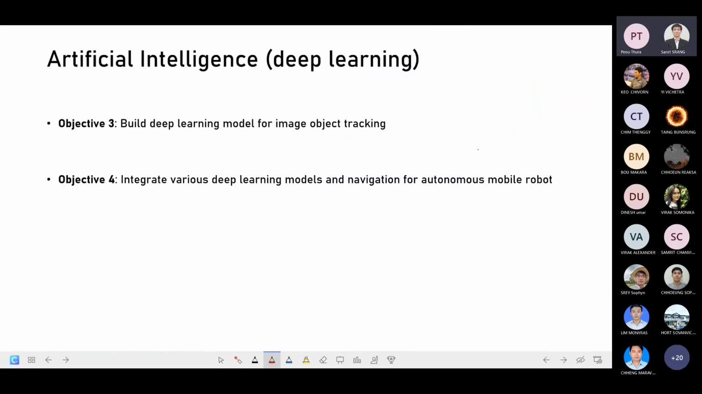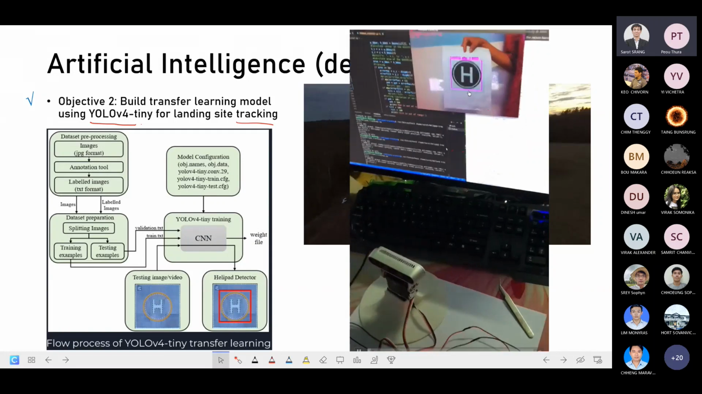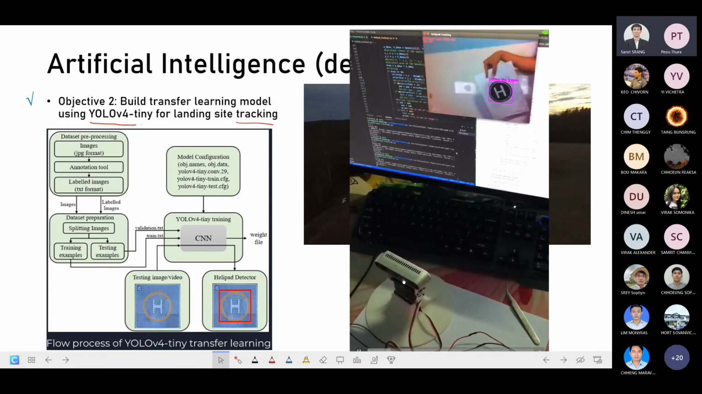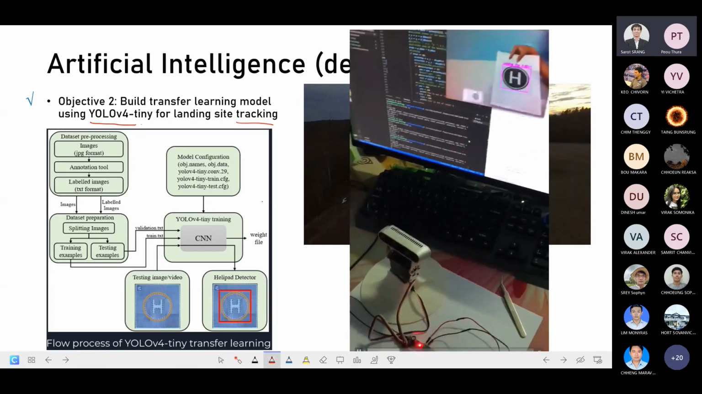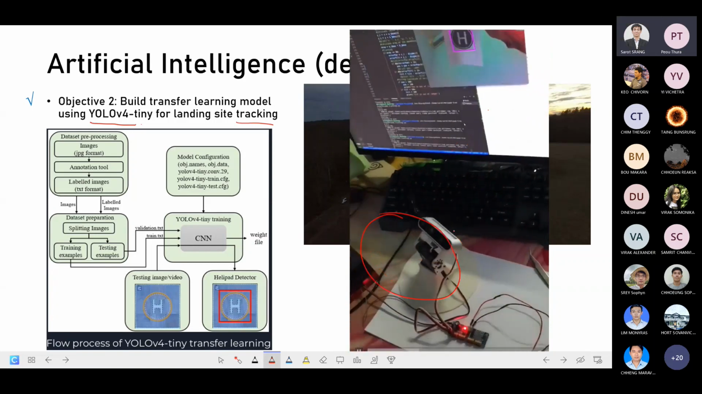Yeah, this one is the same thing, but just experimented on Android. You can see that the camera can always track the picture.